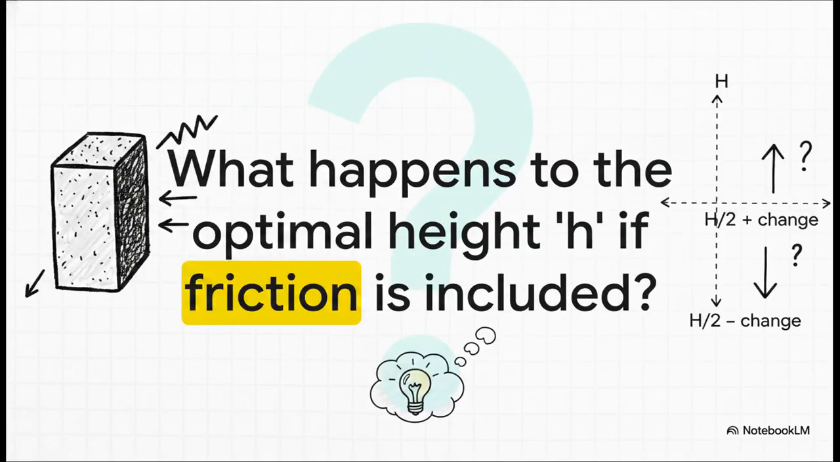But before we finish, I'll leave you with one last question to chew on. What if the hill wasn't smooth? What if there was friction? How would that change the answer? Would you want that launch ramp to be higher or lower than H over 2?